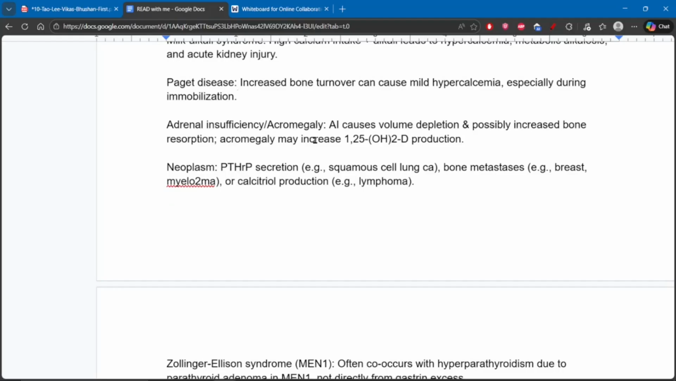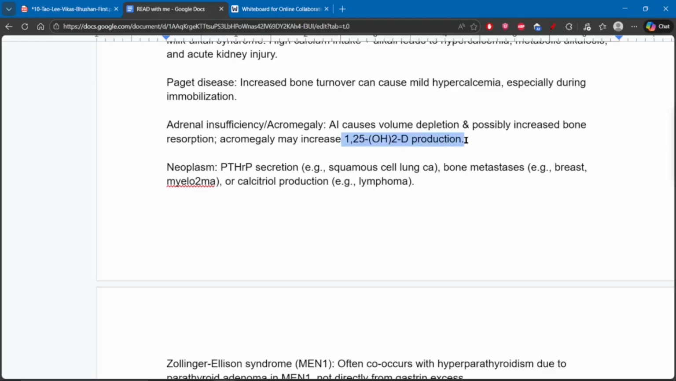Adrenal insufficiency, acromegaly. So adrenal insufficiency causes volume depletion. We know that, and possibly increased bone resorption. Possibly, this is a possible relation that can happen. Acromegaly, on the other hand, increases the production of 1,25-dihydroxycholecalciferol, which is vitamin D, right? So it increases the vitamin D production.